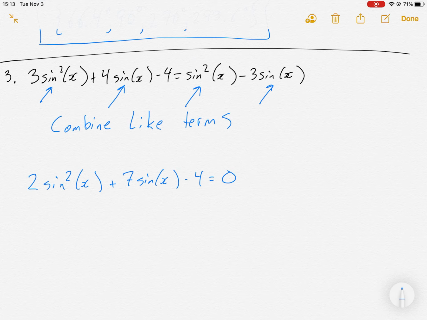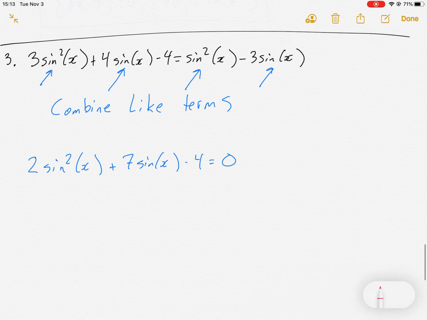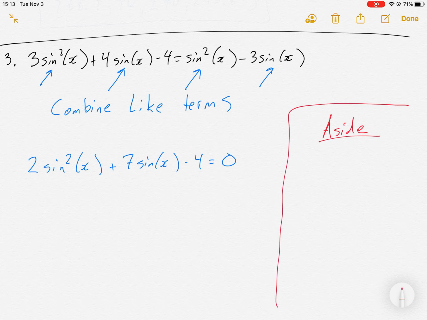Okay, this still doesn't look great because notice there's no GCF to factor out. I can't just move stuff around and take the square root because that won't be helpful. So what I'm going to do real quick, as an aside, is remind you of something. Let's just say instead of 2 sine squared of x, it was just 2x squared. And then instead of sine of x, let's just say it was x, and then minus 4.